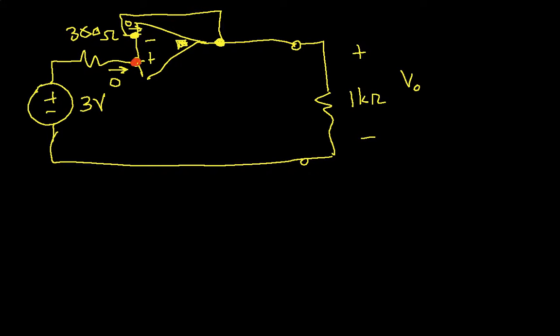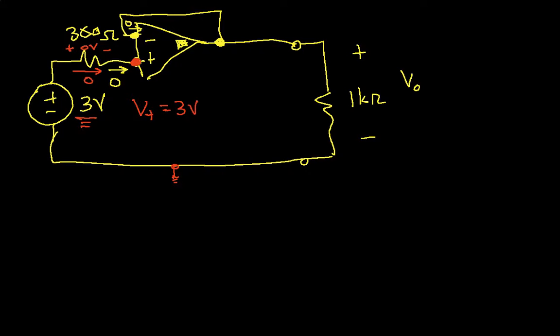I have 0 amps flowing through this resistor because there's no place for the current to flow. If I have 0 amps flowing into the op-amp, then there's 0 amps flowing through the resistor, which means that the voltage across it is also 0 volts, which means that V plus, the voltage from here to my ground, V plus is going to be 3 volts. It's the same as this source. Okay.